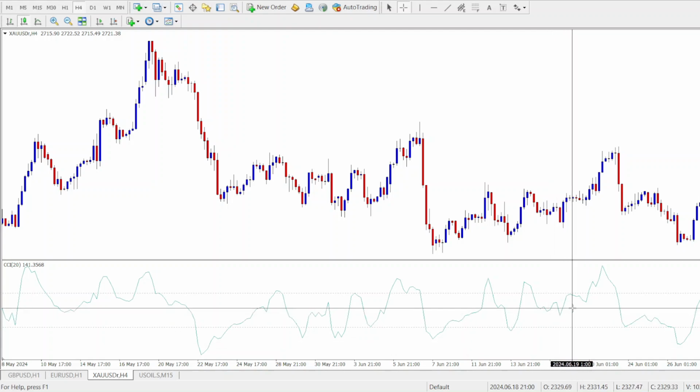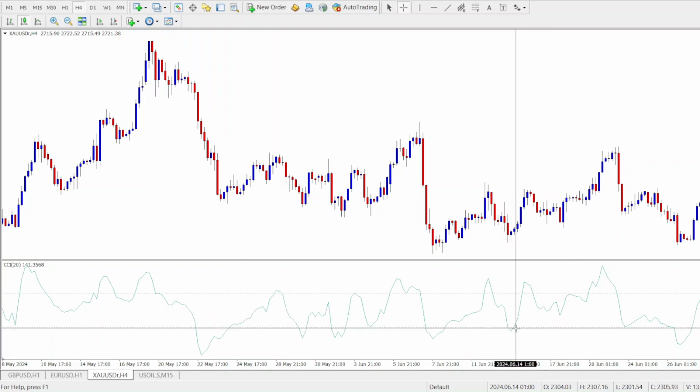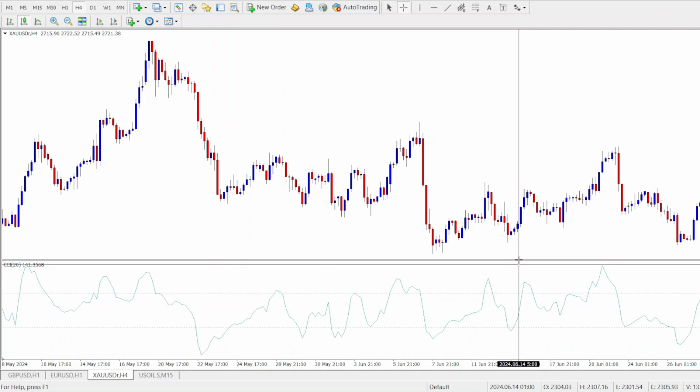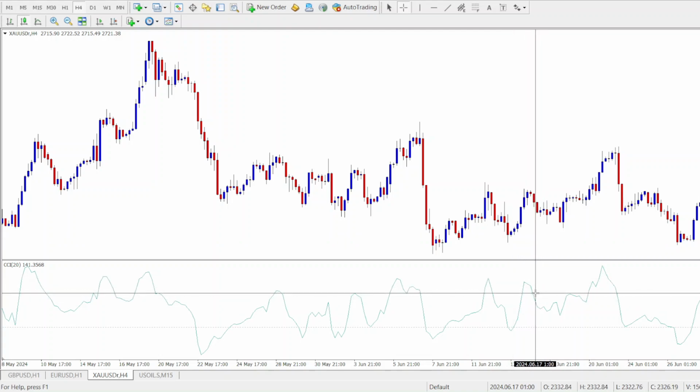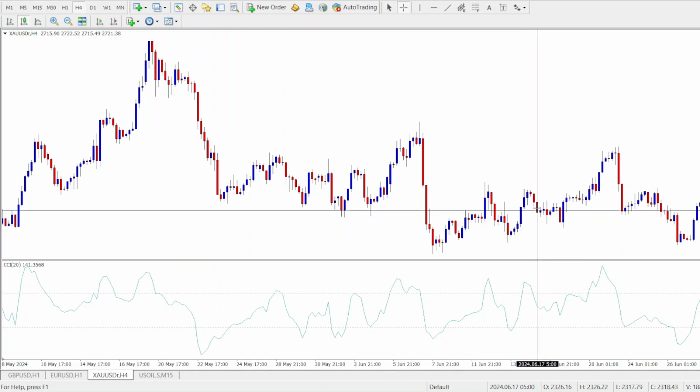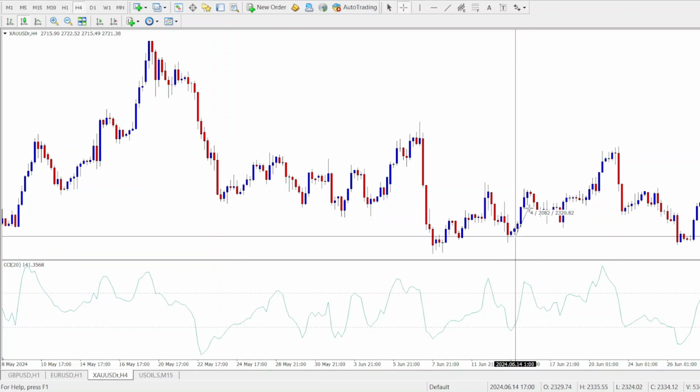So had it been we had entered a buy trade around here, when the CCI crossed above the minus 100, we would have entered somewhere around here, right? And then when the CCI began to cross back downwards below the plus 100, we would have exited somewhere around here, right? So we would have caught somewhere around 276 pips. So that would have been a good catch.